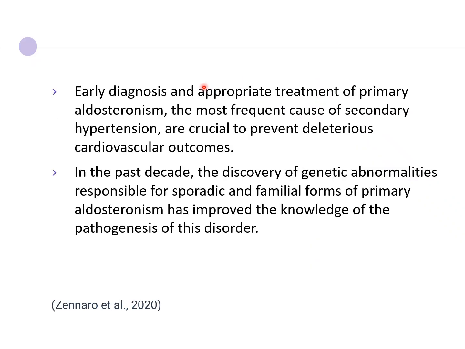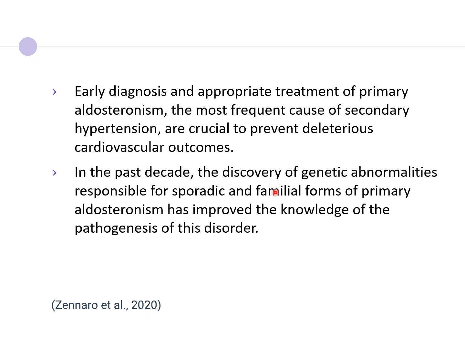Pathogenesis, how does it happen? In hyperaldosteronism, early diagnosis and appropriate treatment of primary hyperaldosteronism, which is more frequent than the secondary cause, is crucial to prevent deterioration of cardiovascular outcome, because if there is more blood pressure, there is more work on the heart, and then the heart is going to go into failure.